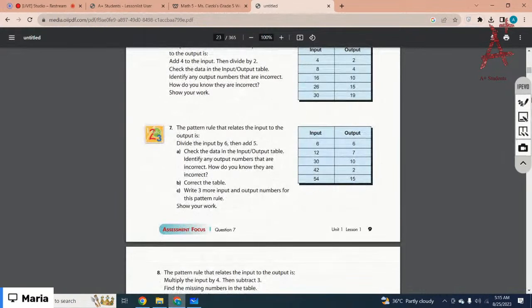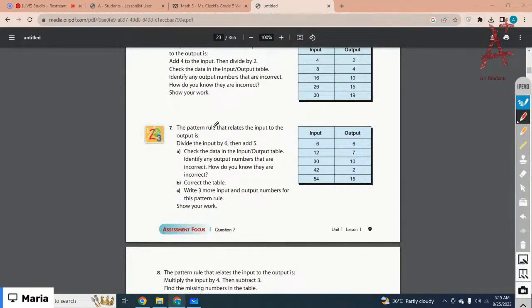Okay, question number 7. The pattern rule that relates the input to the output is divide the input by 6, then add 5. Check the data in the input output table. Divide the input by 6. The input is 6. 6 divided by 6 is 1 and 1 plus 5 is 6. This one is correct, right? The second one, 12 divided by 6 is 2, 2 plus 5 is 7, correct.